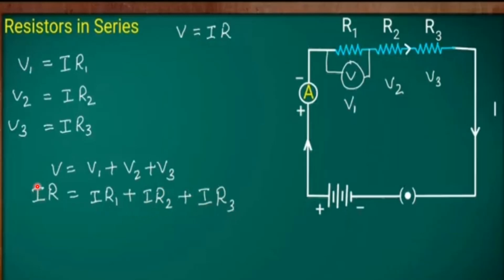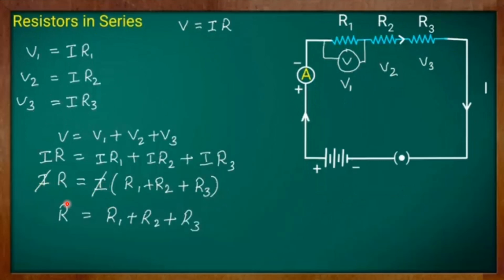So now I need to find out the common terms in the RHS part. Can you see any common term in these three terms? IR1, IR2, IR3? Yes, I is a common term. So that is, the current term is a common term. Therefore, I can take it outside the bracket. I can write IR is equal to I into R1 plus R2 plus R3.